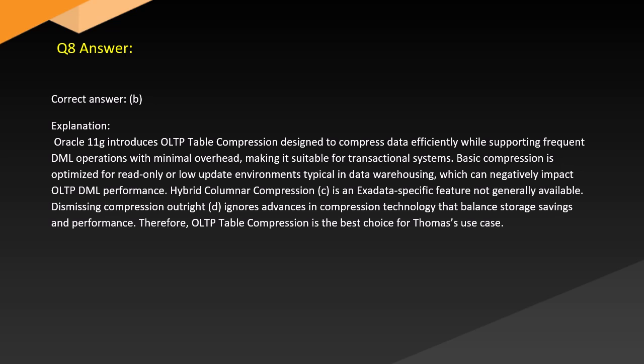Basic compression is optimized for read-only or low-update environments typical in data warehousing, which can negatively impact OLTP DML performance. Hybrid columnar compression, C, is a hardware-specific feature not generally available. Dismissing compression outright, D, ignores advances in compression technology that balance storage savings and performance. Therefore, OLTP table compression is the best choice for Thomas's use case.